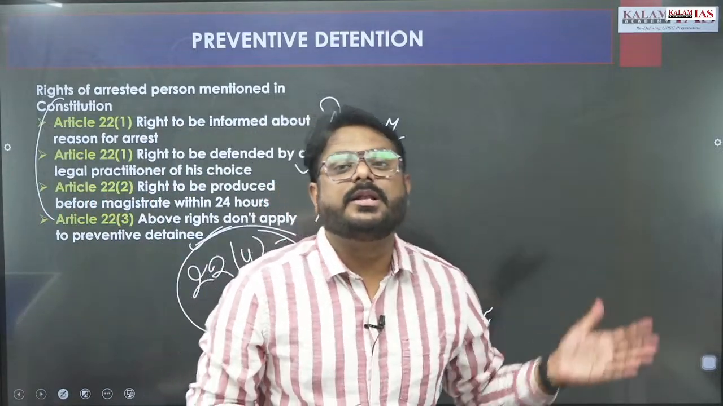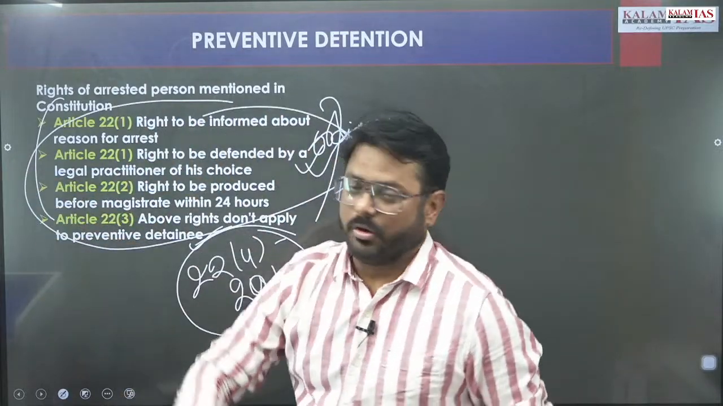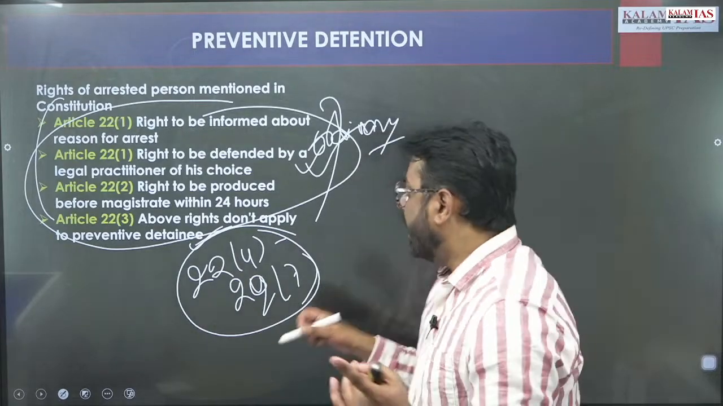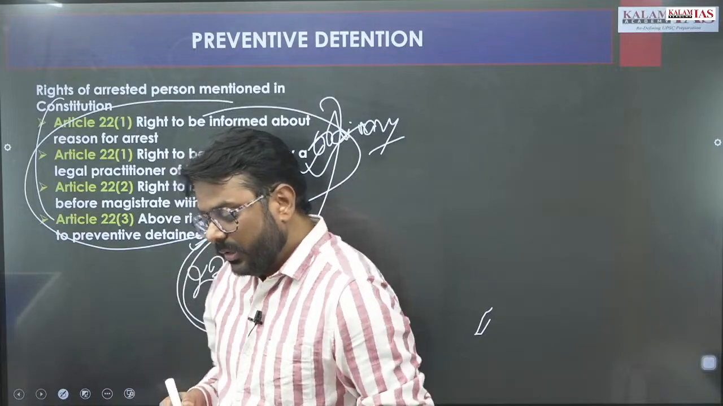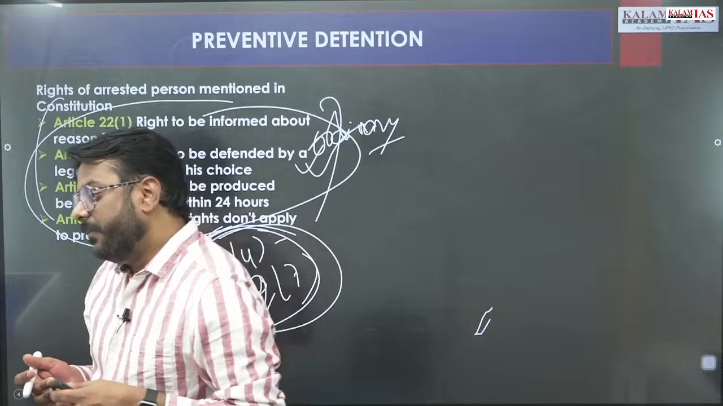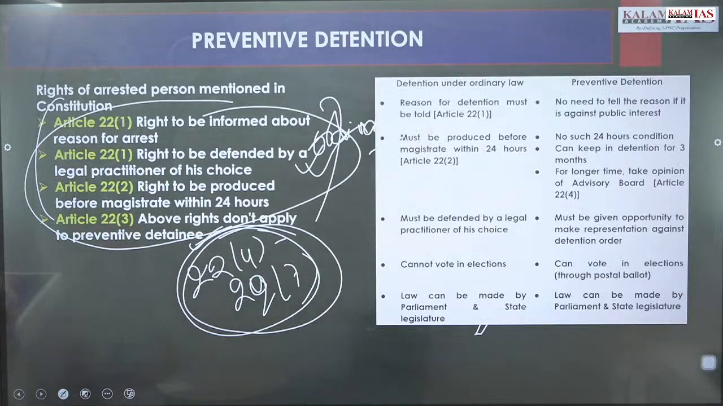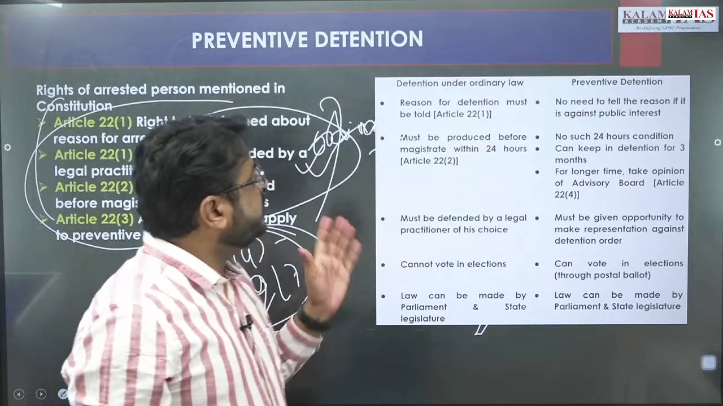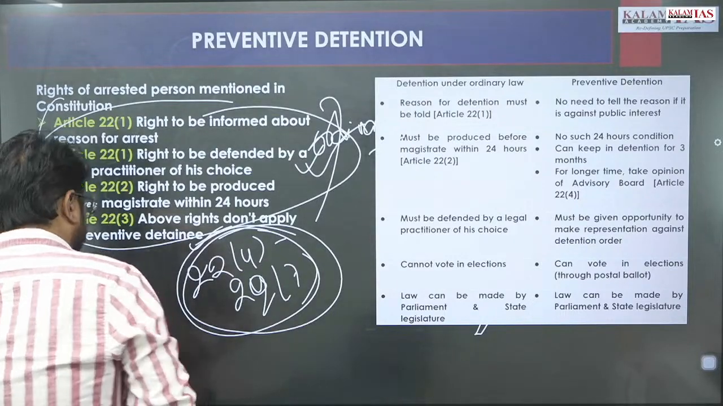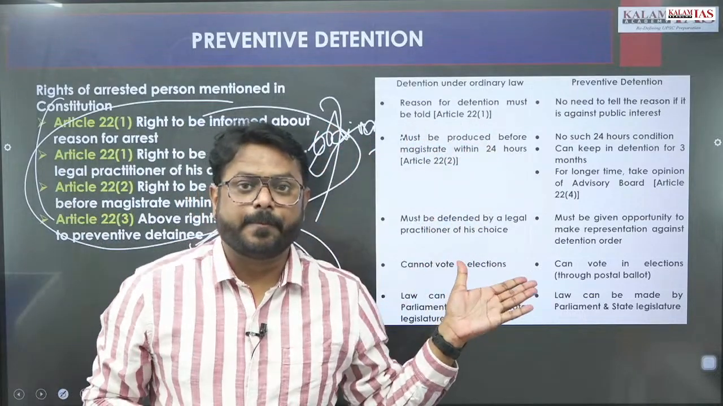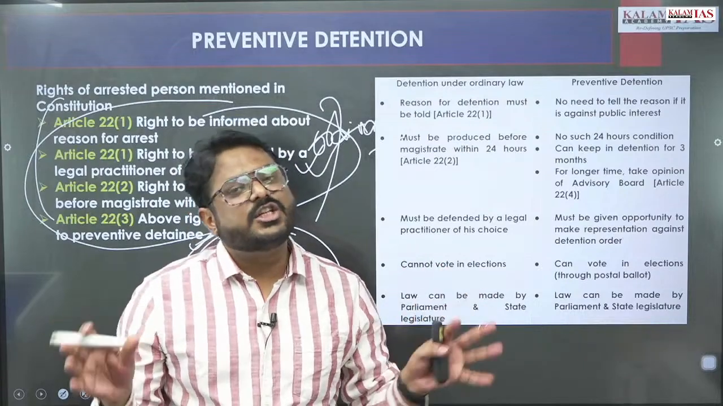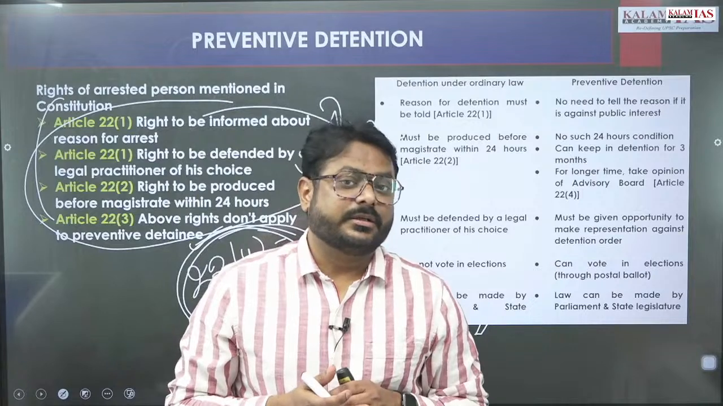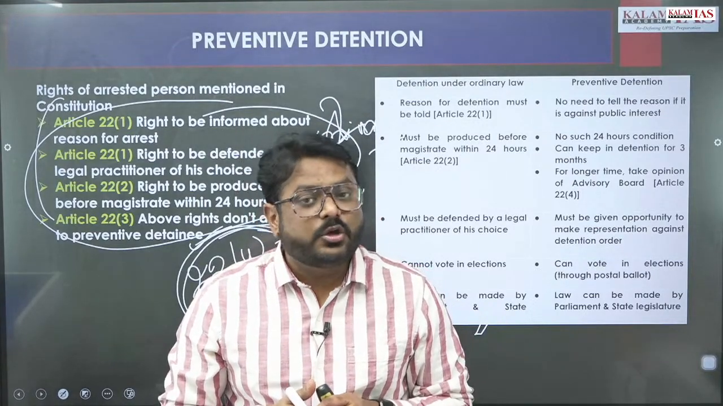Now, what about the preventive detention? These provisions are there for the ordinary law, right. For the preventive detention, Article 22(4) to Article 22(7), these provisions are there inside the Constitution of India. So, what is the difference between detention under the ordinary law and under preventive detention? If detention is under the ordinary law, the reason for the detention must be told, right. But in case of preventive detention, in the general scenario, the reasons will be told, but if it is against the public interest, then there is no need to mention the reasons.